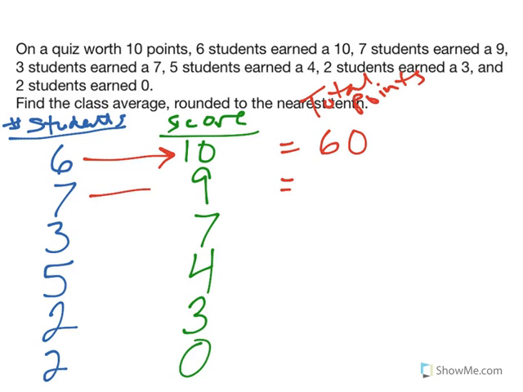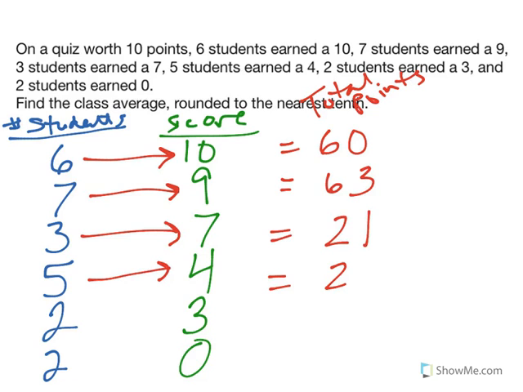So in my second one, I have 7 students, each earned a 9. Well, 7 times 9 is 63. 3 times 7 is 21. 5 times 4 is 20. 2 times 3 is 6. And 2 times 0 is 0.